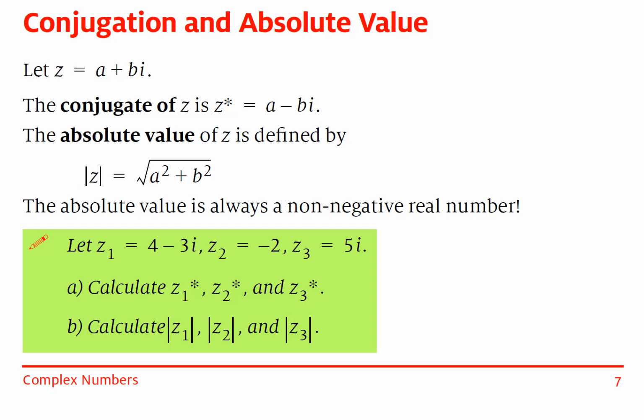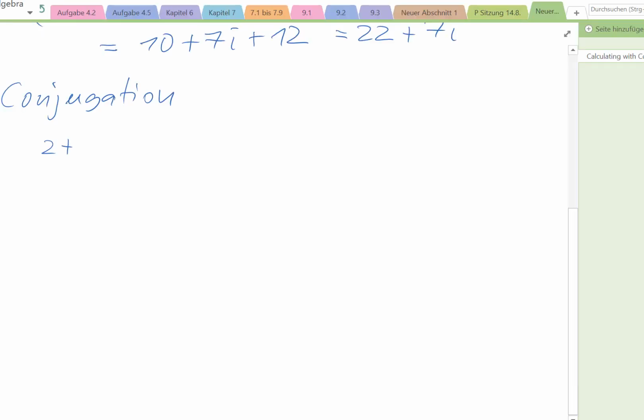Let's look at some examples. The number 2 plus 3i conjugated is 2 minus 3i. The sign of the imaginary part is reversed. And 5 minus 4i conjugated is 5 plus 4i.